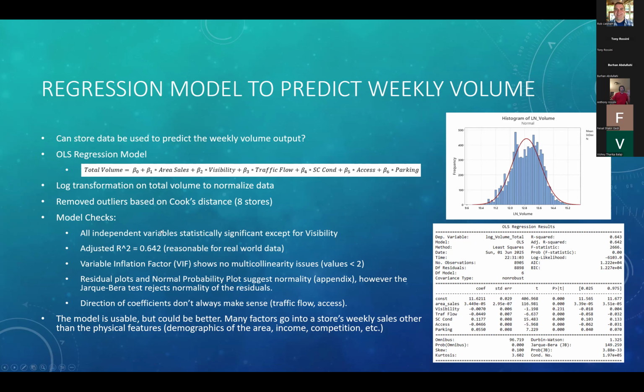And I'm not going to go through all the model checks, but the easiest one to go over is R squared. So at 64%, not as high as I wanted. It's reasonable for working with real world data. And at this point in the process, I deemed it usable. But I do wish that it was a little bit better.